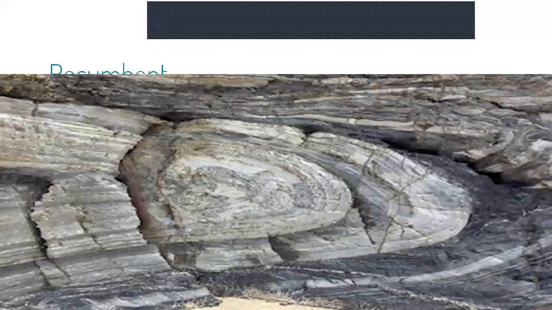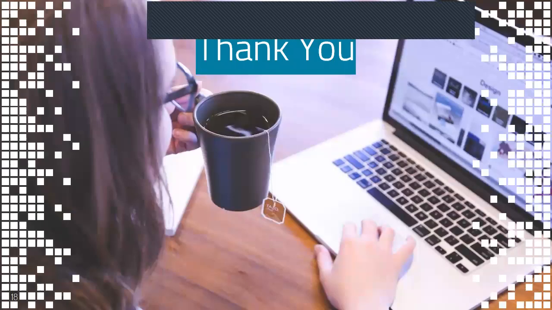This is a recumbent fold. A symmetrical fold is one in which the axial plane is inclined. An overturned fold or overfold has the axial plane inclined to such an extent that the strata in one limb are overturned. Thank you.